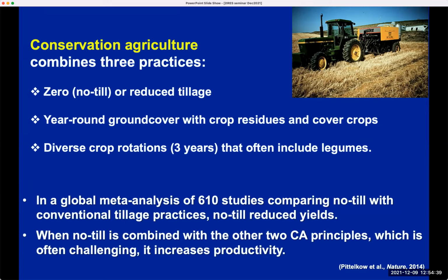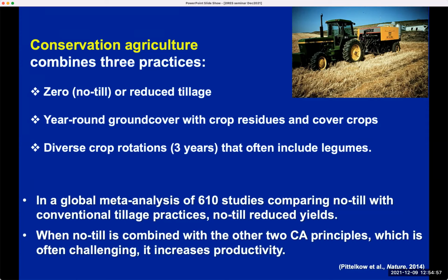No-till or zero tillage, or at least reduced tillage. Year-round ground cover, hard to do, with crop residues, cover crop. Sounds easy, hard to do. Diverse crop rotations, at least 3 years. Hard to do. The farmers want to get that money crop out as much as possible.